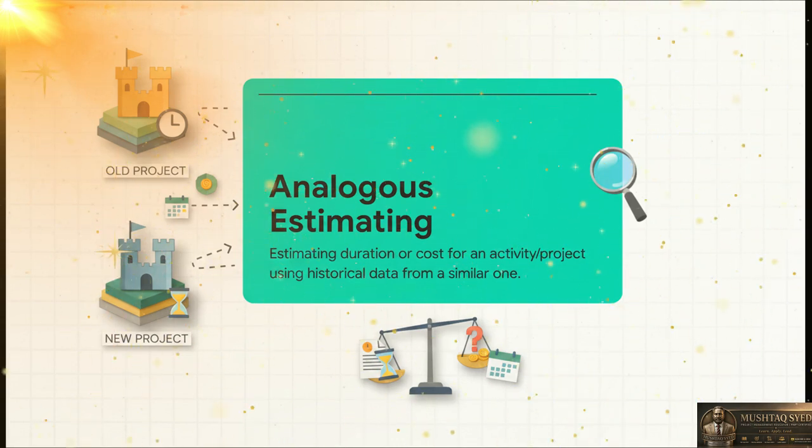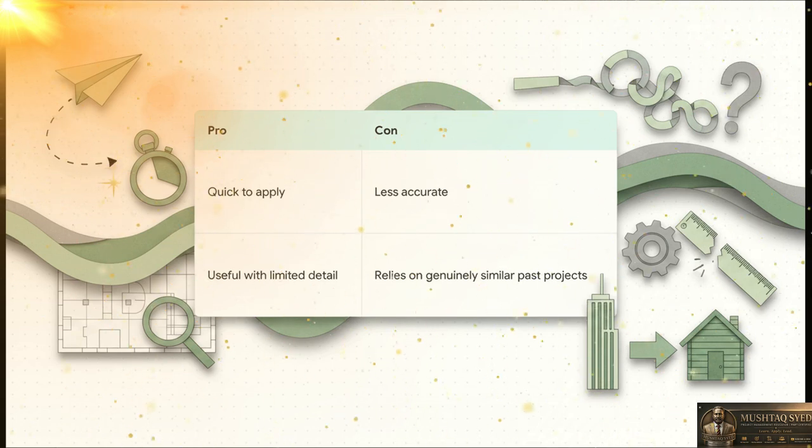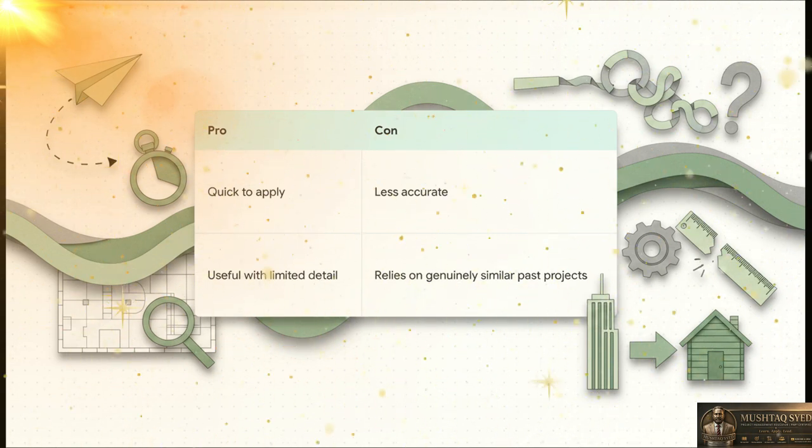So what's the trade-off? Well, on the one hand, this is super fast. It's great when you don't have all the details yet. But, and this is a big but, that speed comes at the price of accuracy. Its usefulness depends entirely on how truly similar that past project actually was.